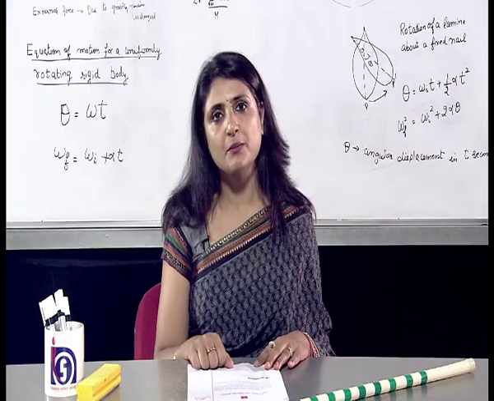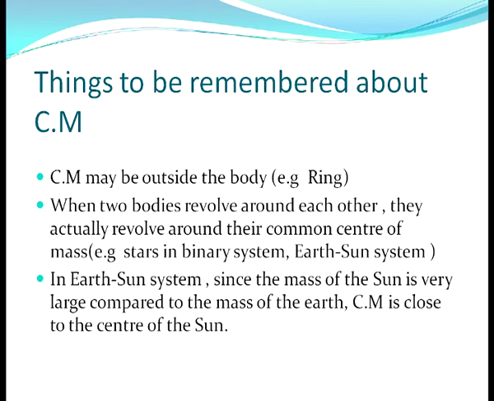Now, things to be remembered about Cm. First, Cm may be outside the body, that is in case of a ring. Also, when two bodies revolve around each other, they actually revolve around their common center of mass. The best examples are stars in a binary system, and the Earth and Sun system. In the Earth and Sun system, the mass of the Sun is very large compared to the mass of the Earth. Therefore, Cm is close to the center of the Sun.